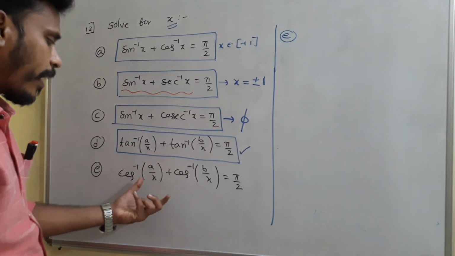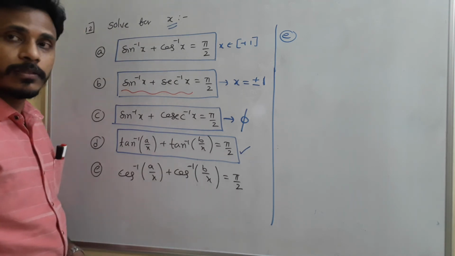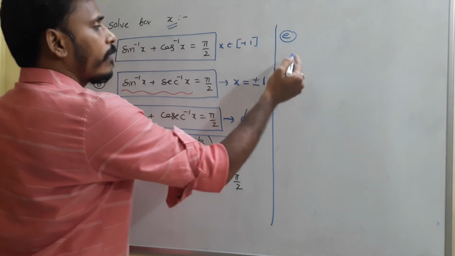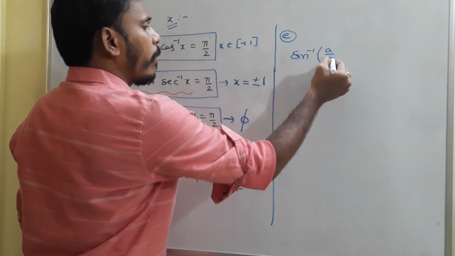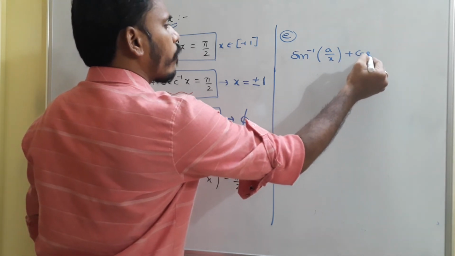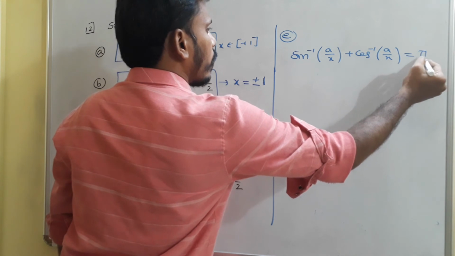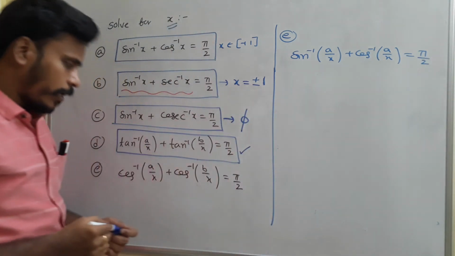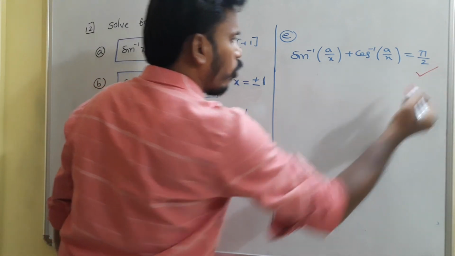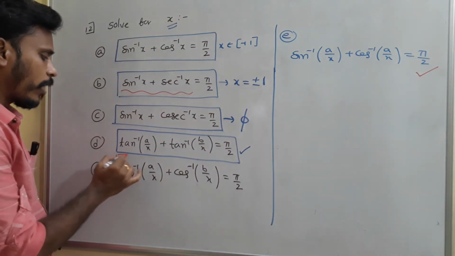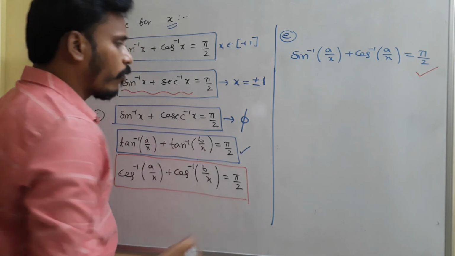Cos inverse of a by x plus cos inverse of b by x is pi by 2. We need to find out x. Again, see the fundamental rule: sin inverse of some angle, say a by x, plus cos inverse of the same angle, a by x, is equal to pi by 2. Sin inverse of a by x plus cos inverse of a by x is equal to pi by 2 is a known rule, and cos inverse of a by x plus cos inverse of b by x is equal to pi by 2 is the given one.